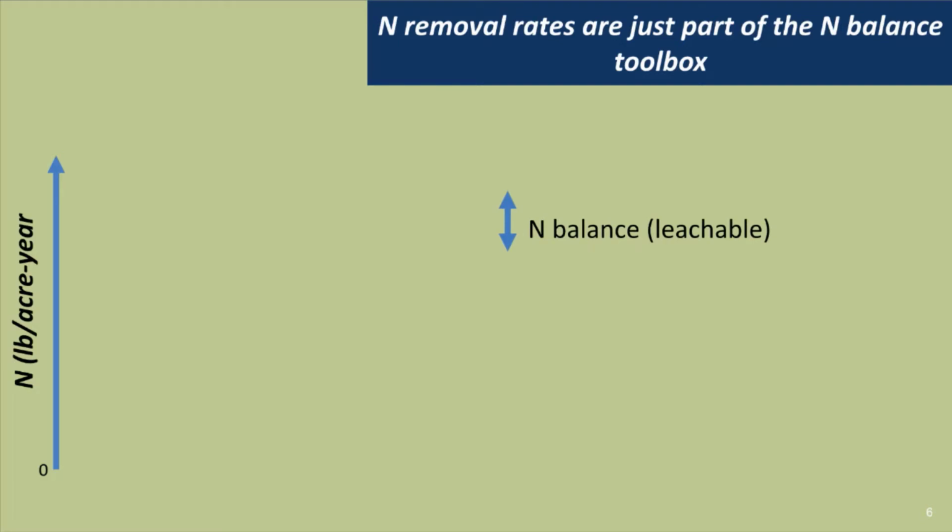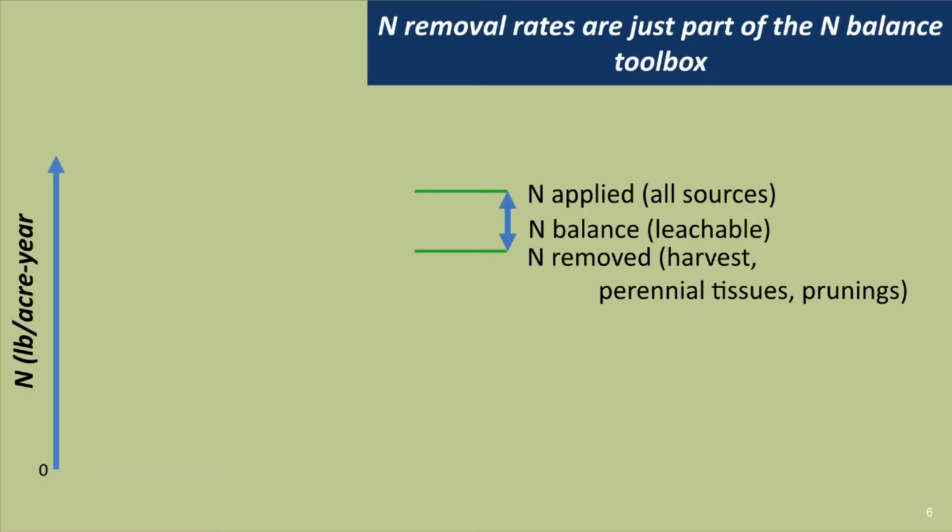If this vertical axis is the amount of N per acre per year, the N balance is a proportion of that total N in the field. So you have the N applied and the N removed, and that difference is the N balance. So how do we keep that N balance as small as possible to minimize the risk of environmental losses?